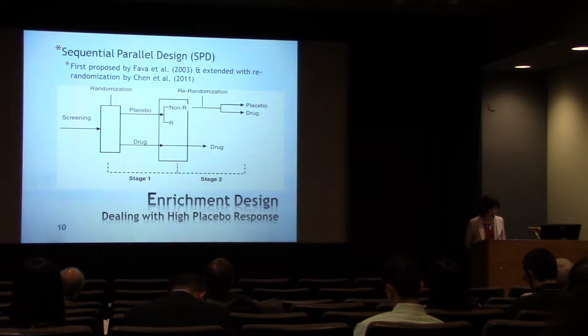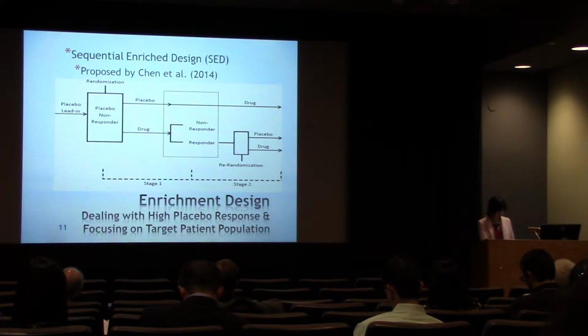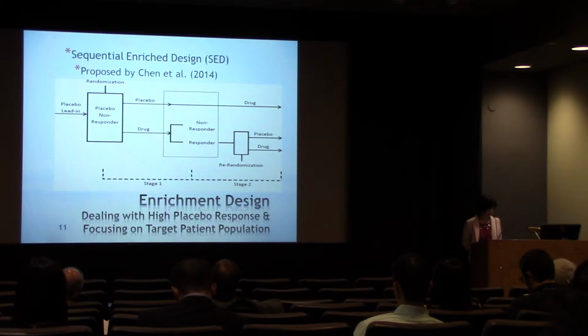So the placebo is by far the most used control group in clinical trials. When the placebo response is high, the drug effect may not be easily differentiated. Therefore, some types of enrichment design have been considered to separate out patients who are placebo responders. However, one drawback of this SPD is the need to have patients on placebo for a long period of time, which may not be ethical, and you may encounter a lot of dropouts.